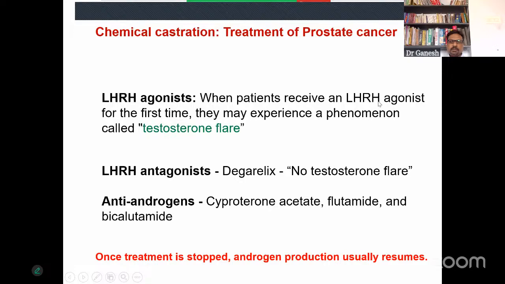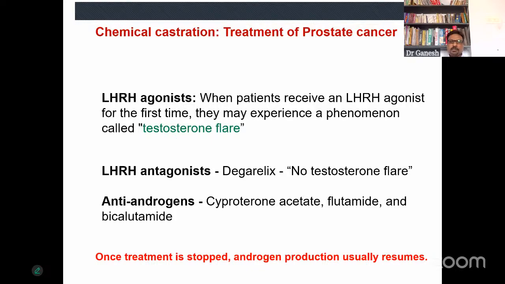LHRH agonists means luteinizing hormone releasing hormone agonists. These are also called GnRH agonists, gonadotropin releasing hormone agonists. Agonist means it mimics the ligand for the receptor of the LHRH or the GnRH. So it will bind with the same receptor to which the LHRH will also bind. When the patients receive these LHRH agonists for the first time, they may experience a phenomenon called testosterone flare. Because this LHRH is known to trigger LH in the pituitary gland, and LH in high concentration triggers the Leydig cells, because the Leydig cells have the receptor for the LH, and then the steroidogenic potential is triggered, so that a high amount of testosterone can be produced. So this is called the testosterone flare.